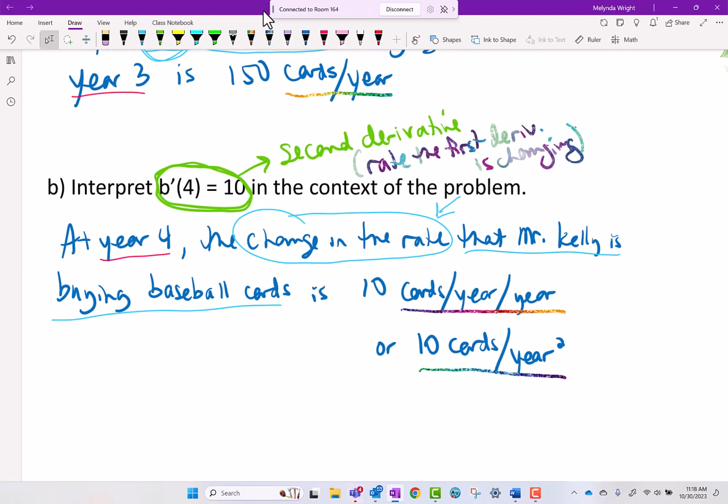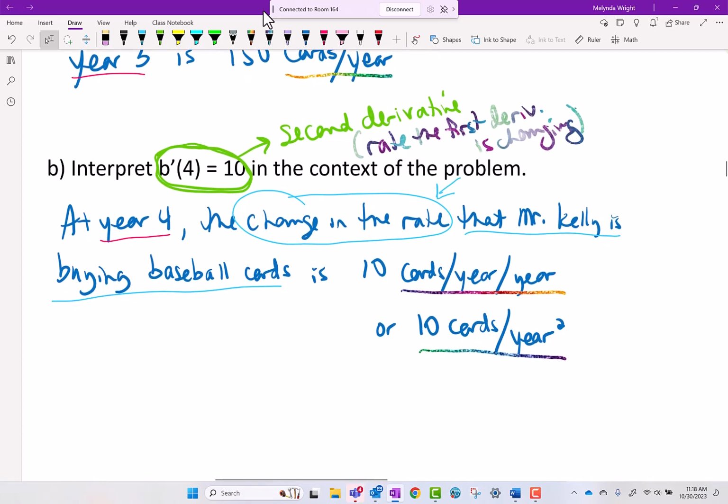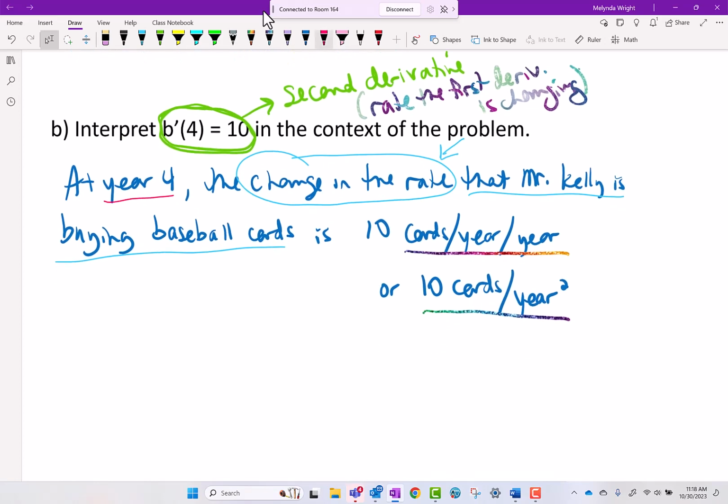Now, I really encourage you to write "change in the rate" instead of "the rate is increasing or decreasing." It just makes your life easier. If you write the change in the rate, then you're just going to write the number you got, whether it was a positive or negative. An example, so I'm just going to tell you why.